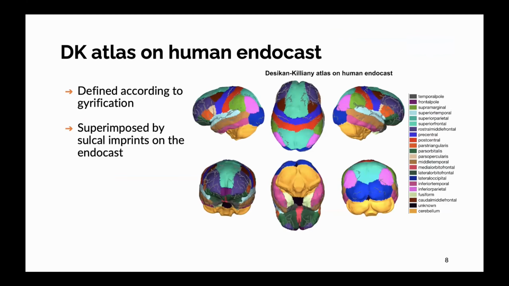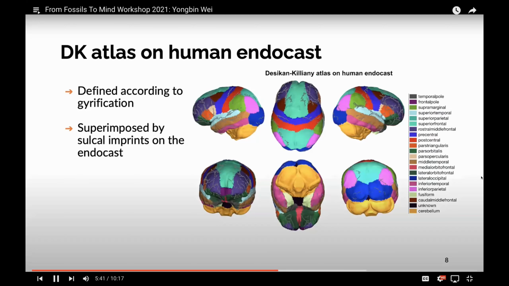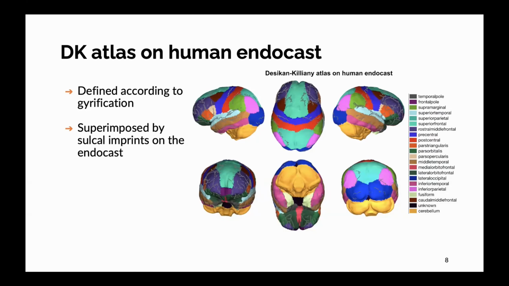And here I'll show you some results of our mapping. First, you can see the Desikan-Killiany atlas on the human endocast. You know that the Desikan-Killiany atlas is defined according to the gyrification. So here we would hope the boundaries between regions would align to the sulcus of the brain. And here, this endocast is superimposed by the sulcal imprints. Therefore, these gray lines, we would expect them to align with the boundaries of the two regions. And you can see the alignment works okay, although there are slight shifts, but in general, it works very well.